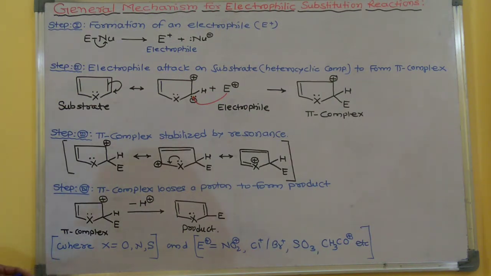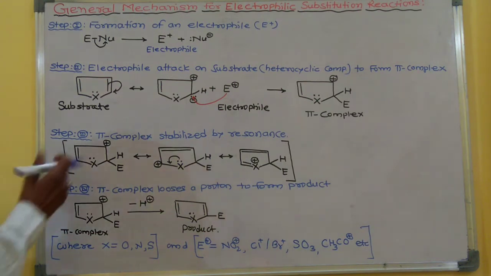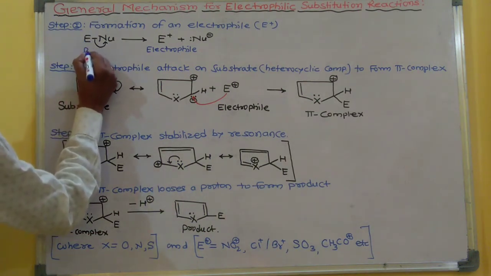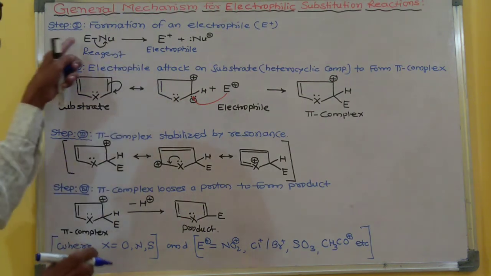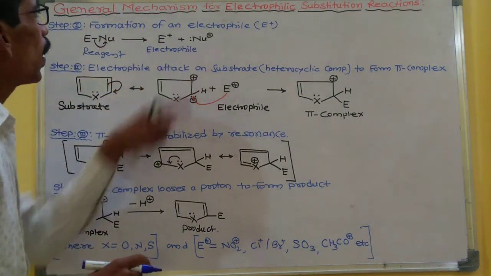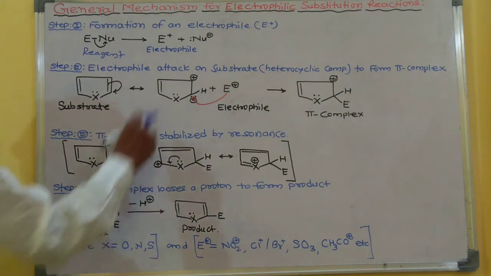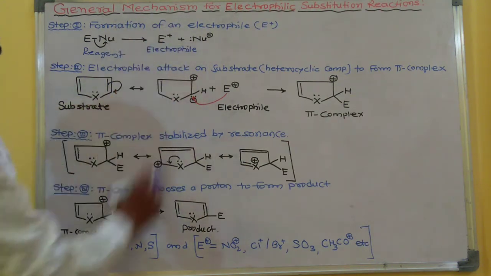The first step of the general mechanism of electrophilic substitution reaction is the formation of an electrophile. Now this is a reagent, and when the reagent dissociates, it produces the electrophile and the nucleophile.